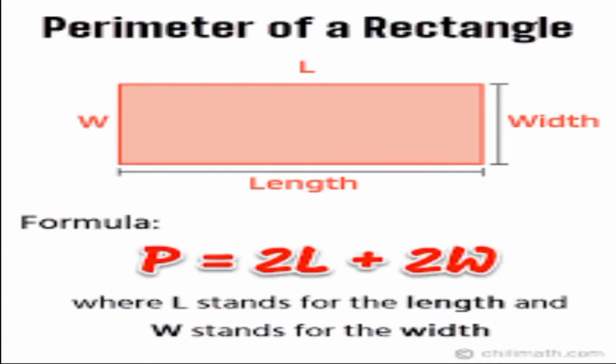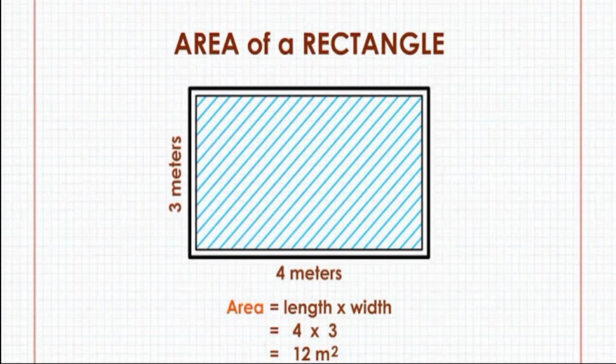Now let us understand the perimeter of rectangle. Here the formula is 2 into length plus breadth. But if you open it, then it's 2 length plus 2 breadth. Yes. Now let's understand what area of rectangle is. Here the formula is length into width or breadth. Here length is 4 meter and breadth is 3 meter. So area is equal to 4 meter into 3 meter. That will be 12 meter square. I hope it's all clear.